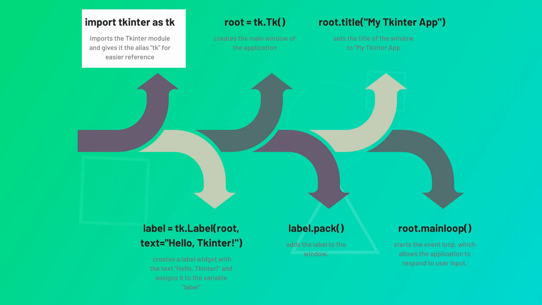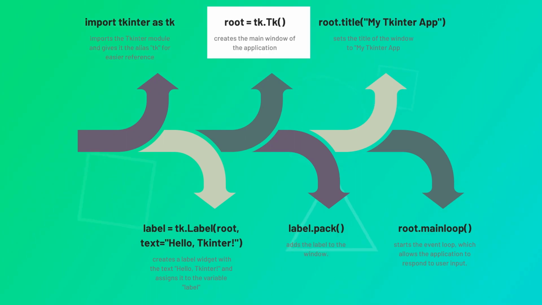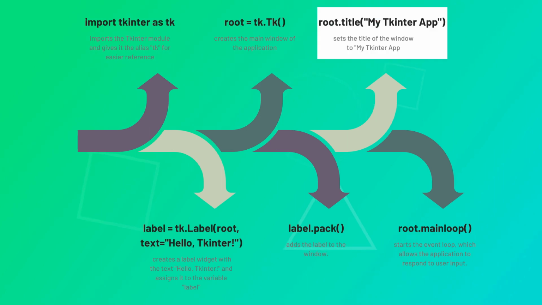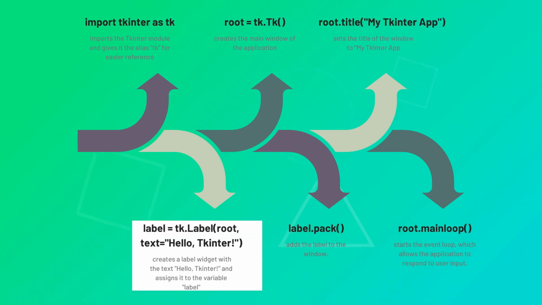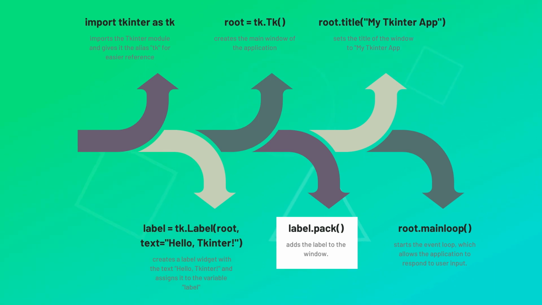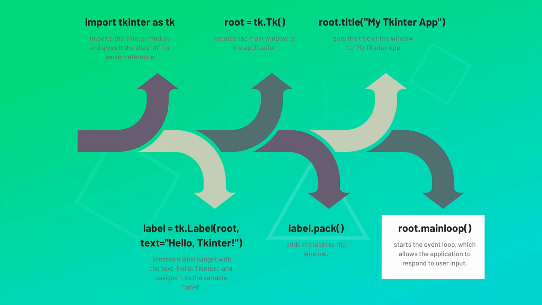The first line of code imports the Tkinter module and gives it the alias tk for easier reference. The second line of code creates the main window of the application. The third line of code sets the title of the window to My Tkinter App. The fourth line of code creates a label widget with the text Hello, Tkinter and assigns it to the variable label. The fifth line of code adds the label to the window. The sixth line of code starts the event loop, which allows the application to respond to user input.